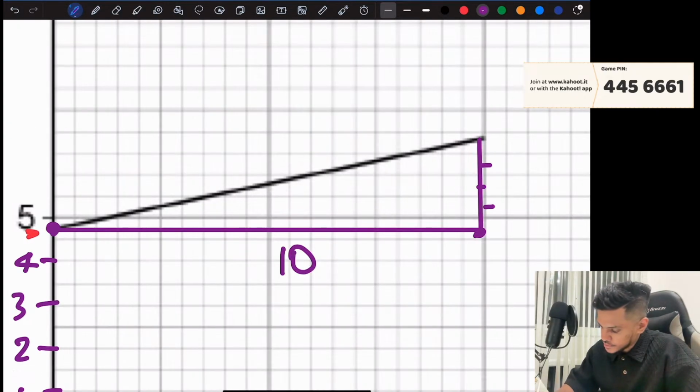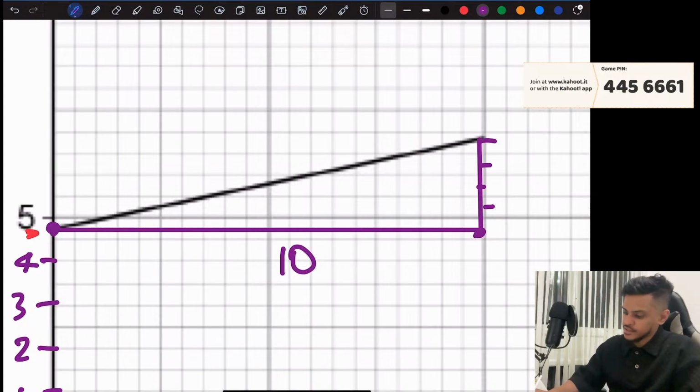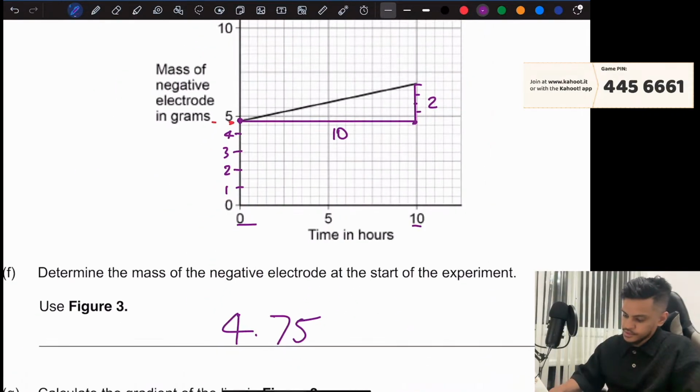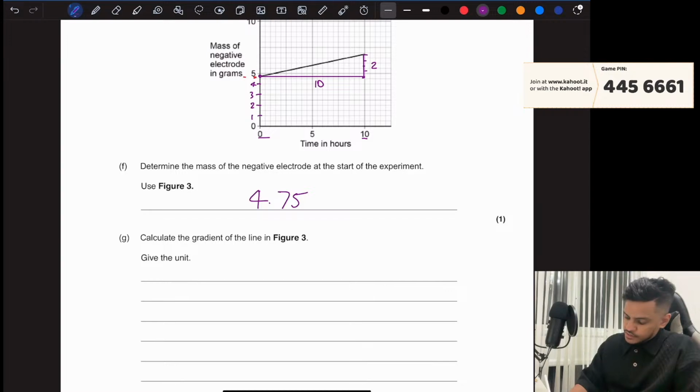1, 2, 3, 4. Around 4 squares. Remember, every 2 squares is 1. So that is a 2 there. Yeah, you can do that as well. 2.5. It's a bit hard to read, right? So for the gradient of the line, you would do change in y, so 2 divided by 10, which gives you 0.2.